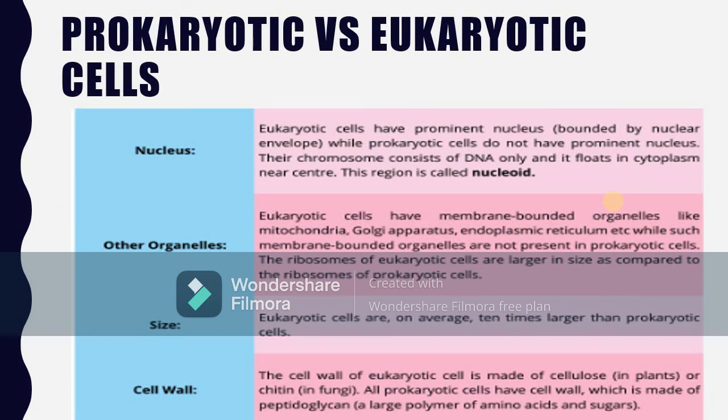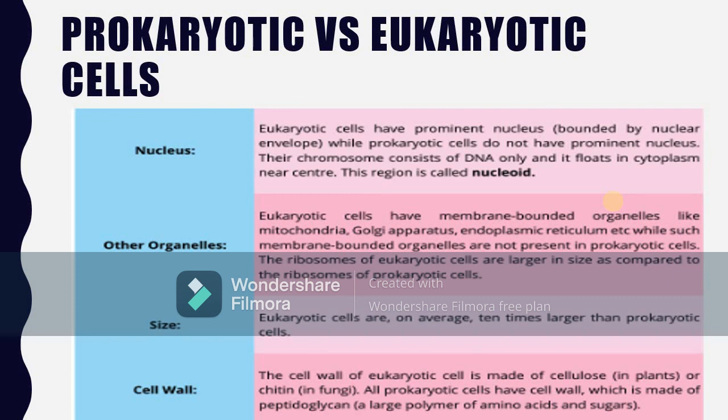The next thing is the difference between prokaryotic and eukaryotic cells. If we talk about the nucleus, eukaryotic cells have a prominent nucleus, while prokaryotic cells do not have a prominent nucleus. Their chromosomes consist of DNA only, and it floats in the cytoplasm near the center. This region is called the nucleoid. In eukaryotic cells, membrane-bound organelles like mitochondria, Golgi apparatus, and endoplasmic reticulum are present, while such membrane-bound organelles are not present in prokaryotic cells.